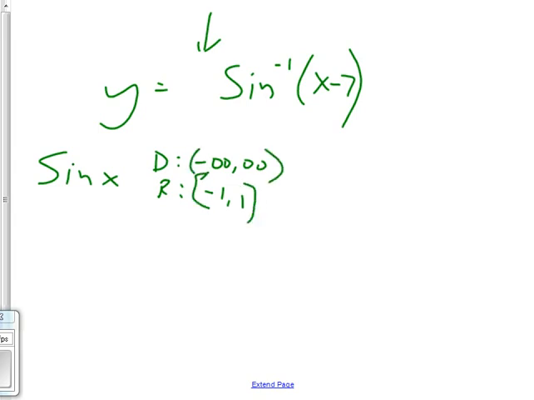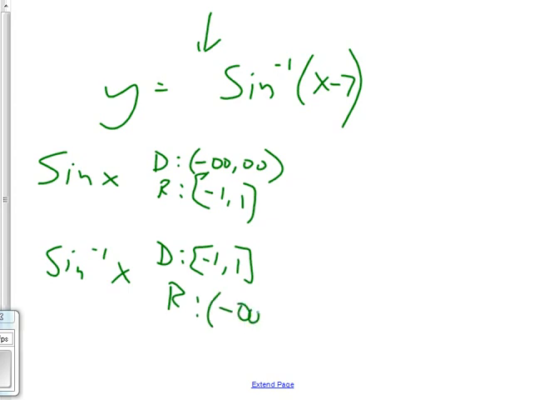Brackets, parentheses. Okay. Then I would change it to inverse sine. Inverse sine's domain and range are reversed of that. So domain becomes this part, and the range becomes this part. Following me so far? And now, what if I did this though? I just moved it to the right. How far? 7 spots.